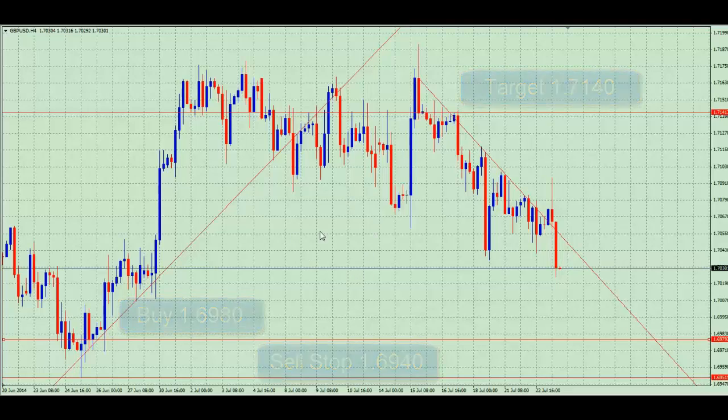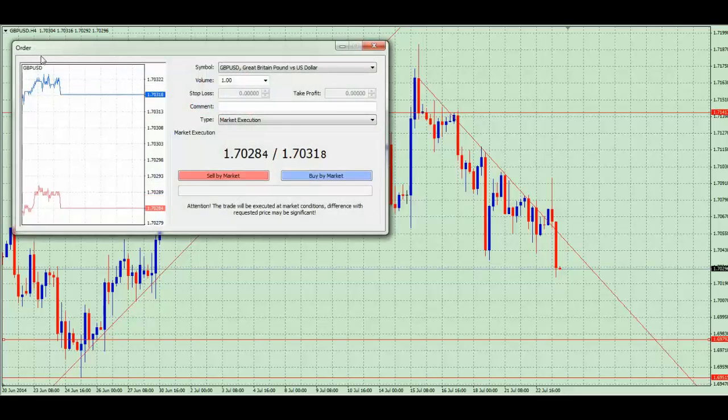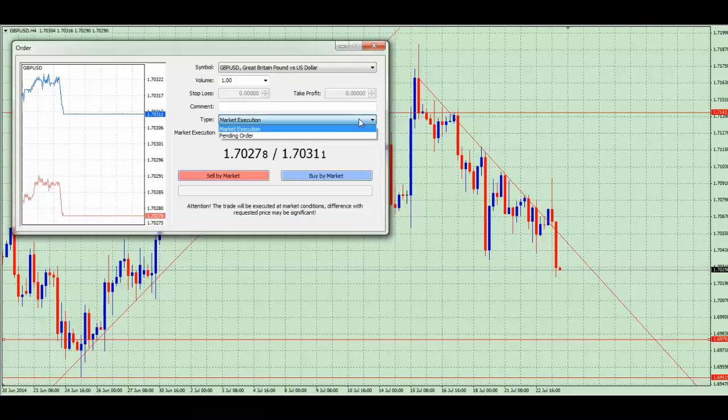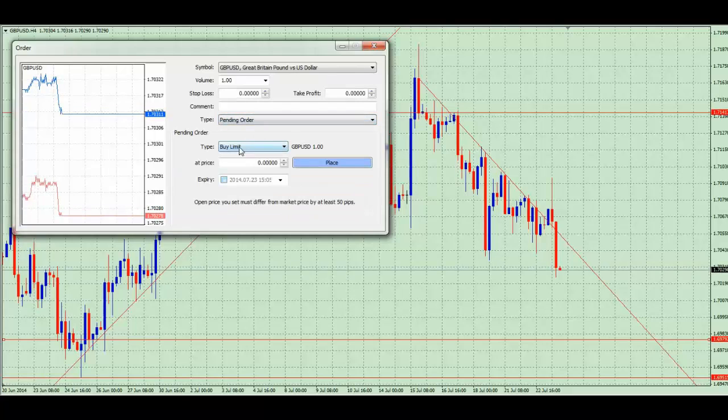How do we then load that onto the system? Quite simply, we go to the top, we click on New Order, we get the window come up. We can click down onto pending order. We can do a buy limit because that's what we're going to do. When price gets down here, we're going to buy, and so we type in the 1.6980, and we can place that, but we can also place our stop loss, which is going to be the 1.6940, and we can place our take profit here, which is the 1.7140. Okay, and then we just click on place.